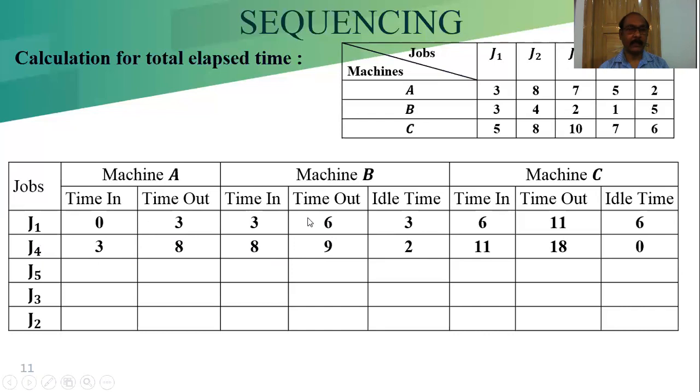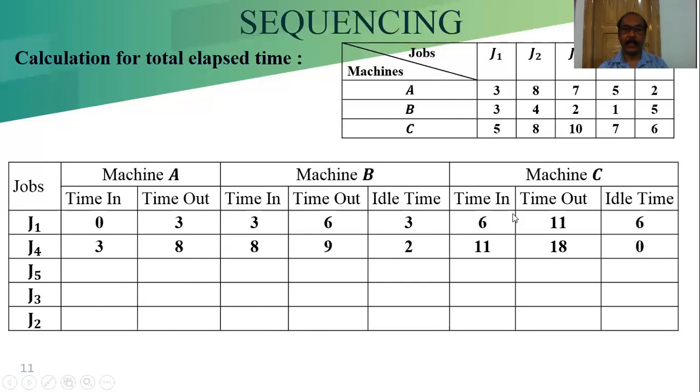Now it is clear. Job 1 is completed in machine B in the 6th hour, but job 4's timeout for machine A is the 8th hour, so it will enter machine B, that is, the start time in machine B is the 8th hour. Those 2 hours machine B is idle. That's why 8 minus 6 is equal to 2 hours idle for machine B.